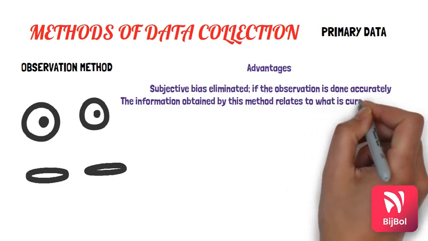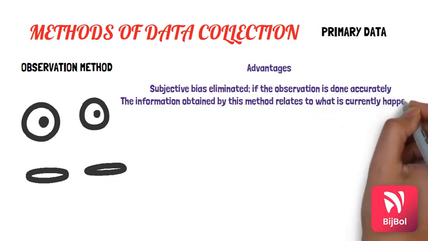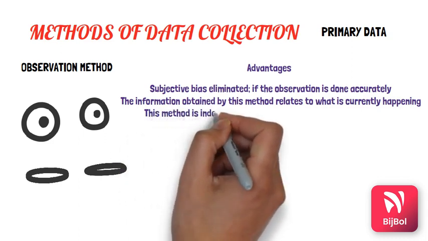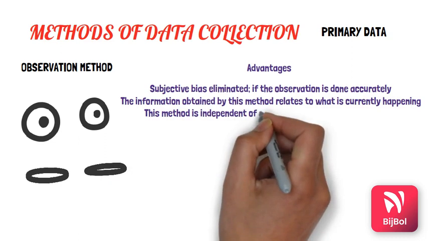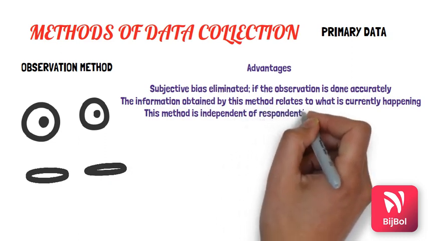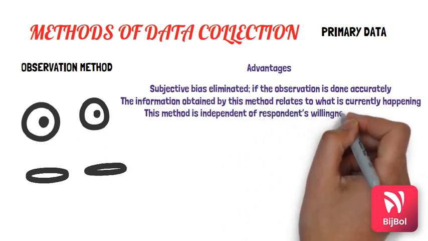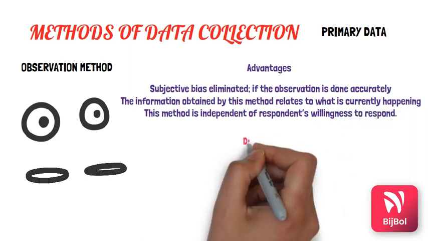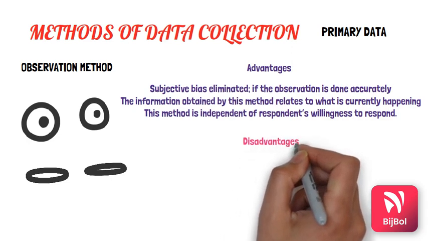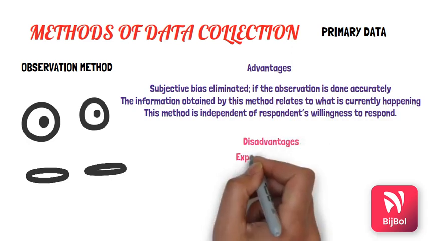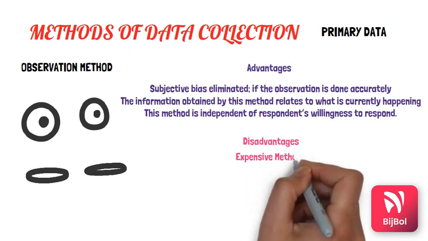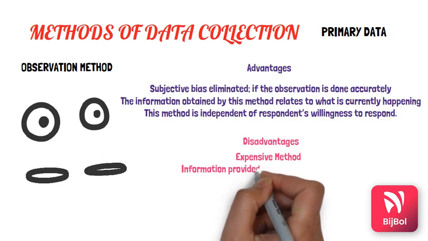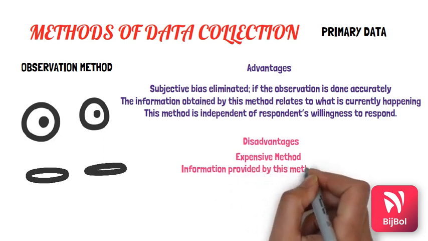It is not interfered with by any subjective responses. Next, this method is independent of the respondents' willingness to respond. It does not depend on how the respondent responds to your questions, because here you're not involving them; you're just observing things and collecting the data. Now coming to the disadvantages, this observation method is considered an expensive method because it takes a huge amount of time, and the information provided by this method is limited because you do not get much information only by observing things.